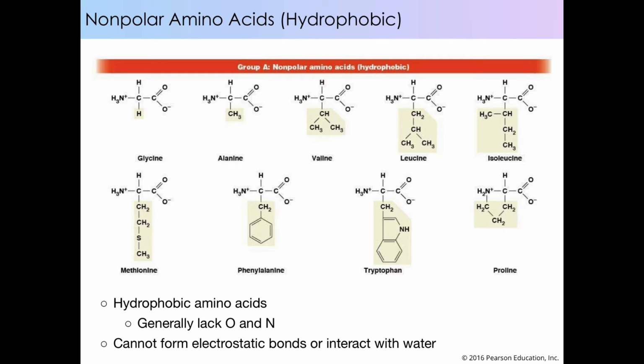Now, what are the characteristics that tell us that these side chains are nonpolar? Well, you can see that they mostly consist of carbon and hydrogen, and bonds between carbon and hydrogen are nonpolar because these atoms have very similar electronegativities. So we see here that these amino acids generally lack oxygen and nitrogen, in particular oxygen and nitrogen bonded to hydrogen, which would make that a polar bond. So these amino acids, because they are nonpolar, are unable to interact with each other through ionic bonds, and they're unable to interact with water.